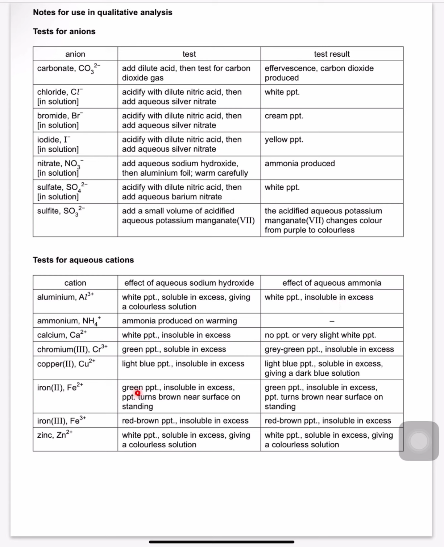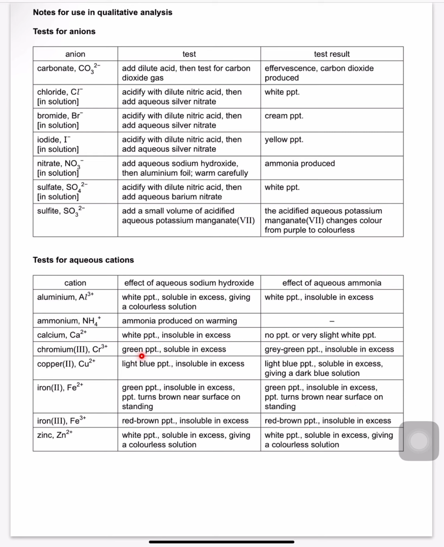Fe2+ ions give green precipitates, Fe3+ ions give red-brown precipitates. But remember that Fe2+ ions give green precipitates insoluble in excess, and then they turn brown on standing. Okay, so same here with Fe2+ ions, they turn brown on standing.